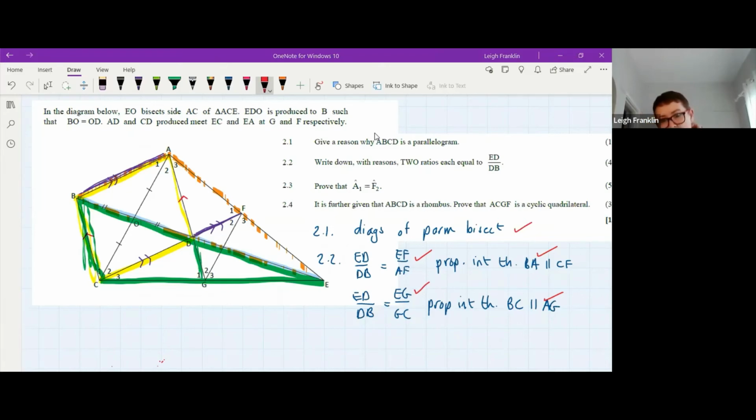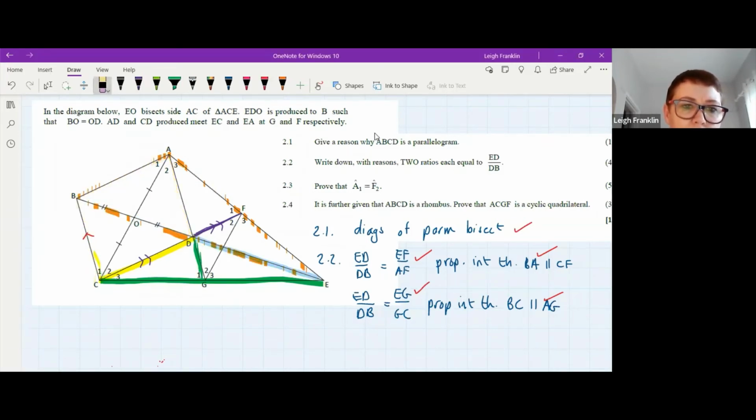Okay, next question, they say to us, prove that A1 equals F2. All right, so I tell you what, let's try and clear some of this up because there's an awful lot going on here. Let's just put the parallel lines back in. Get rid of all of that. It was confusing. And let's just pop in our parallel lines.